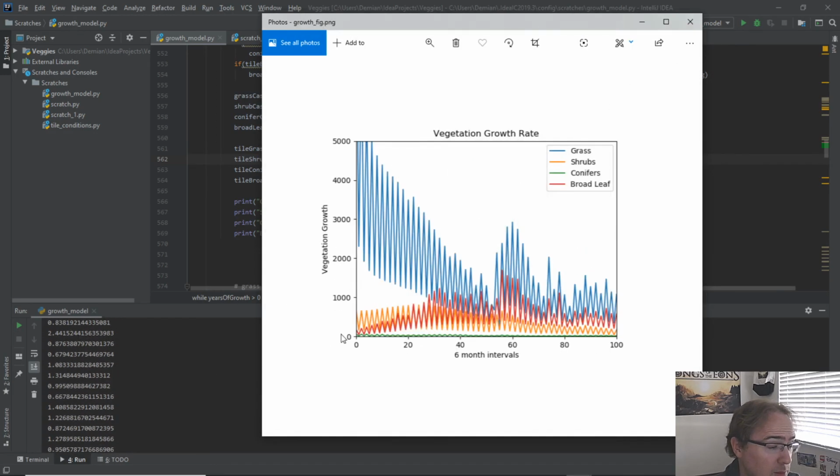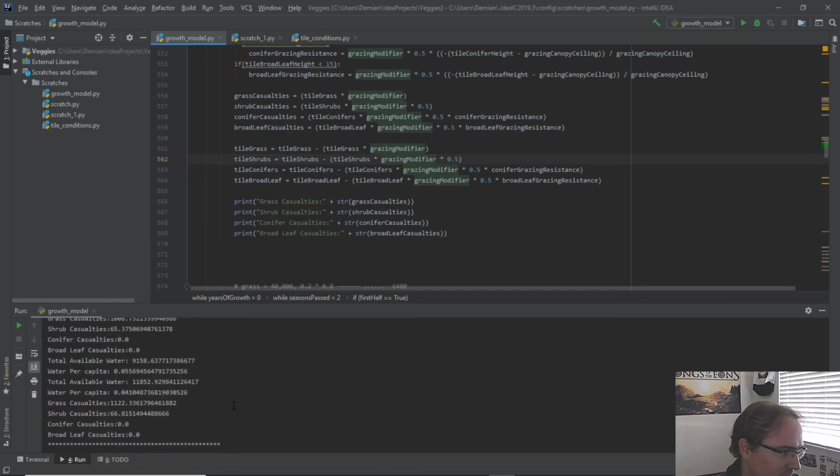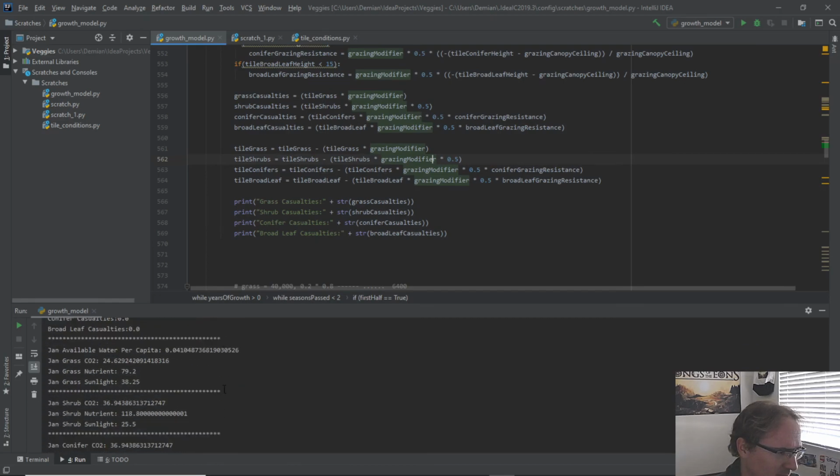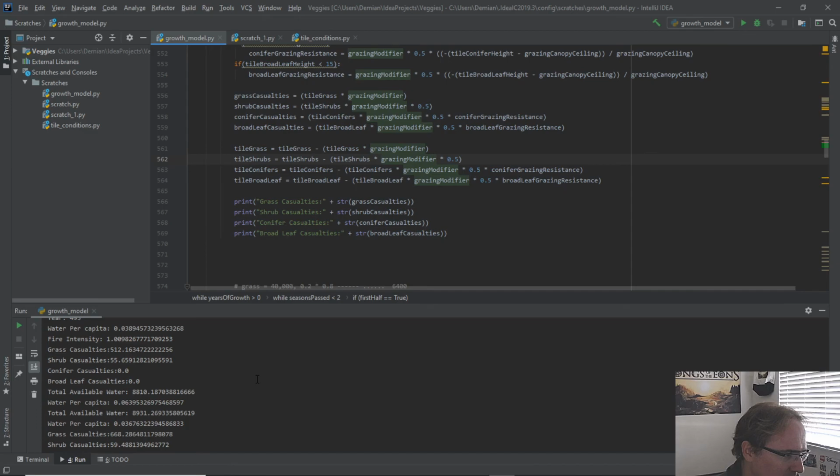Fascinating. The grazers seem to have stabilized the ecosystem and pushed it toward a mixed conifer broadleaf equilibrium. Okay. So we end up with a situation where we have grass casualties of 512, shrub casualties of 55, conifer casualties of 0, broadleaf casualties of 0.